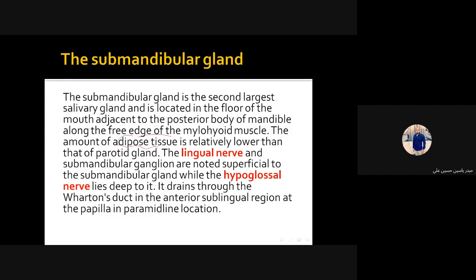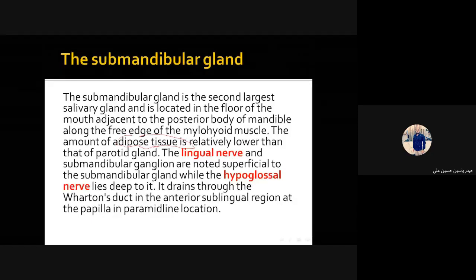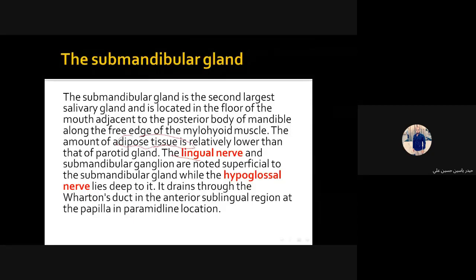As we said, the facial nerve is one of the most important structures located inside the parotid gland, and it may give me hints about a serious condition if it is involved. Here we can see that the lingual nerve and the submandibular ganglia are noted superficial to the submandibular gland. Another important structure is the hypoglossal nerve.